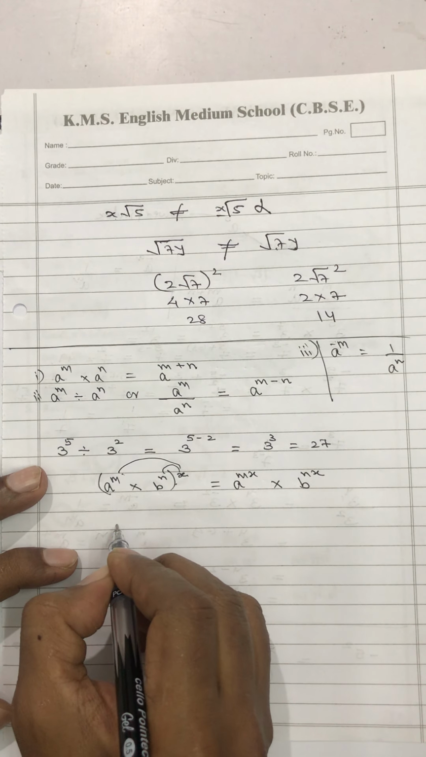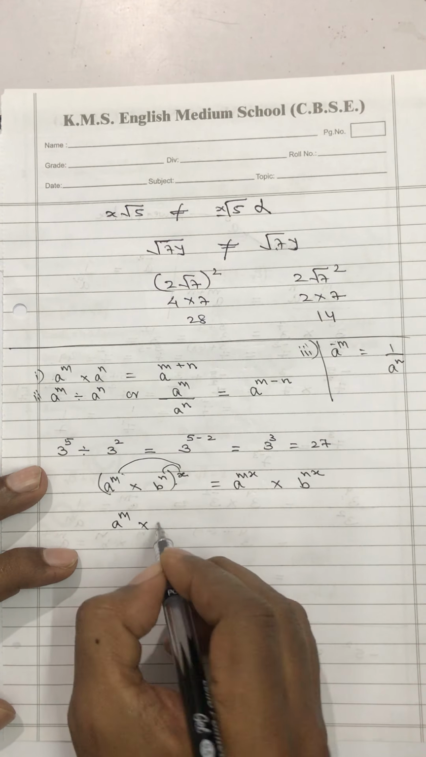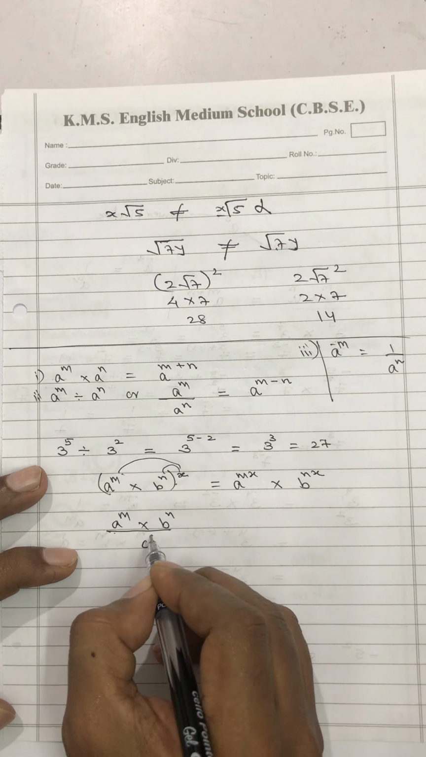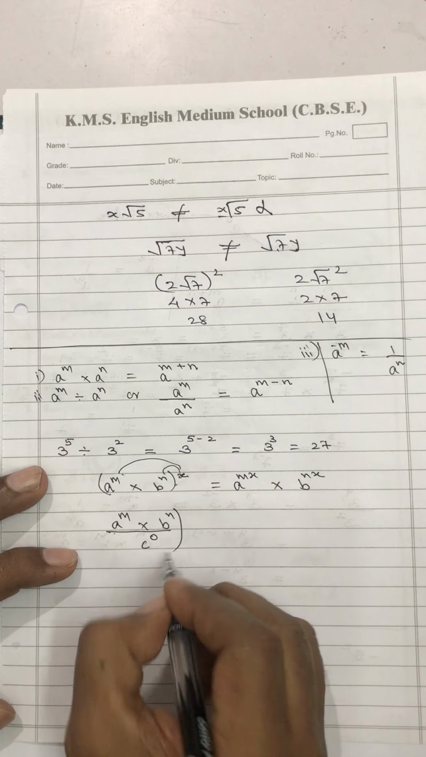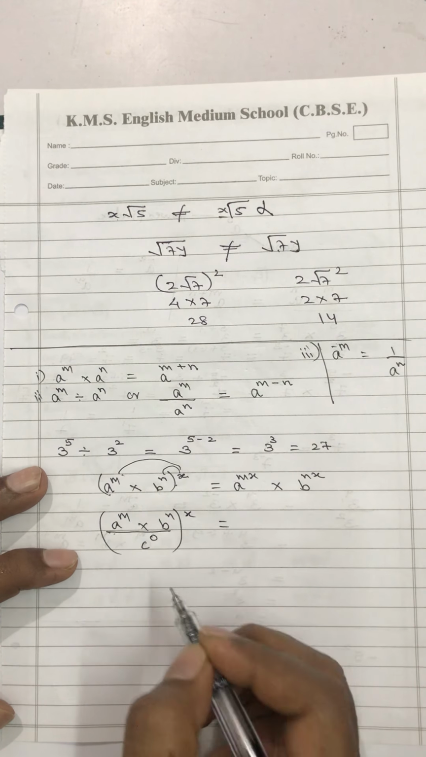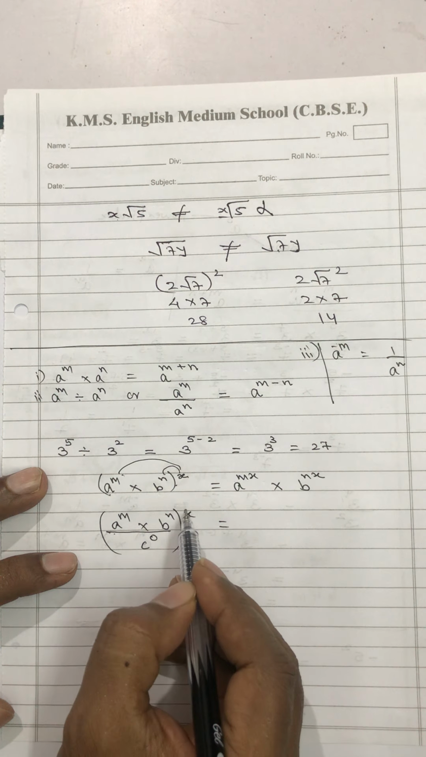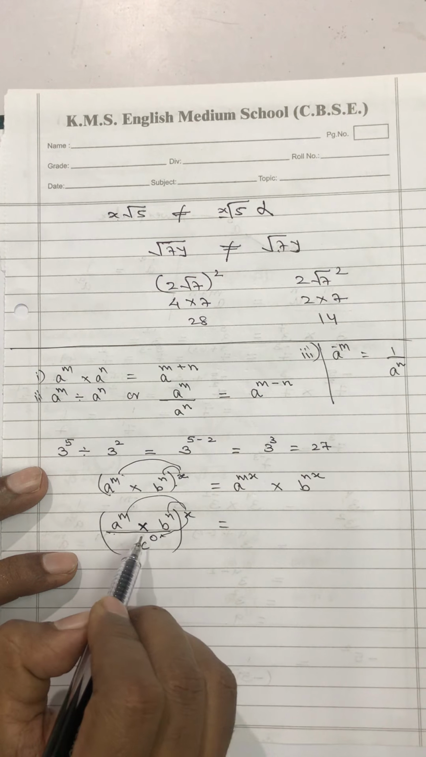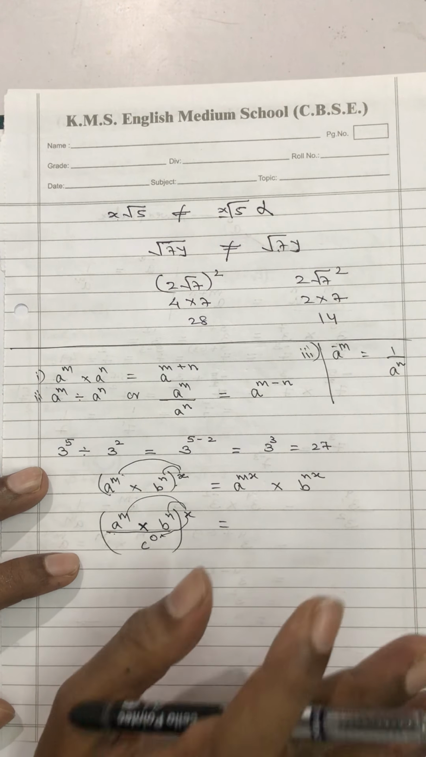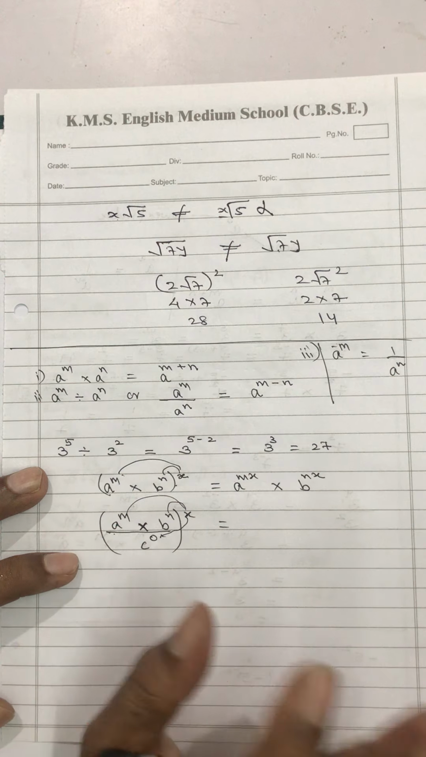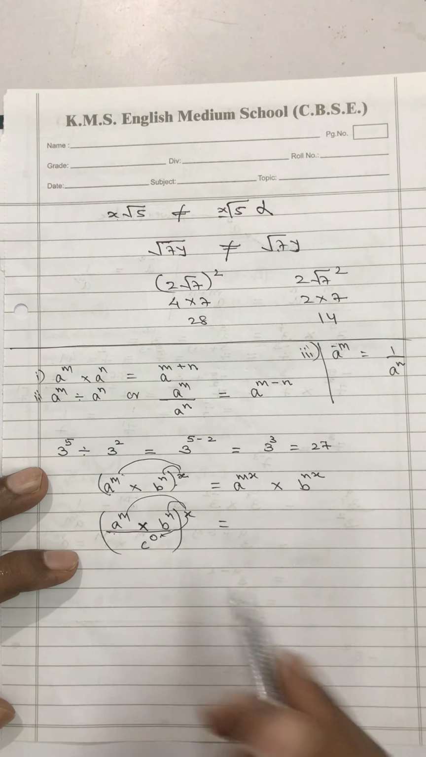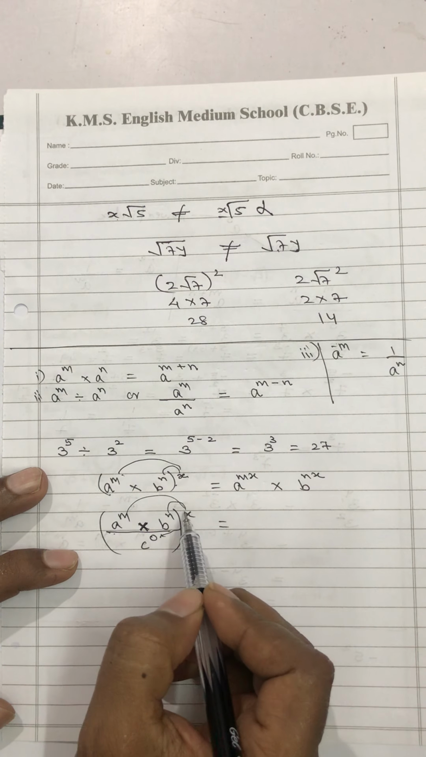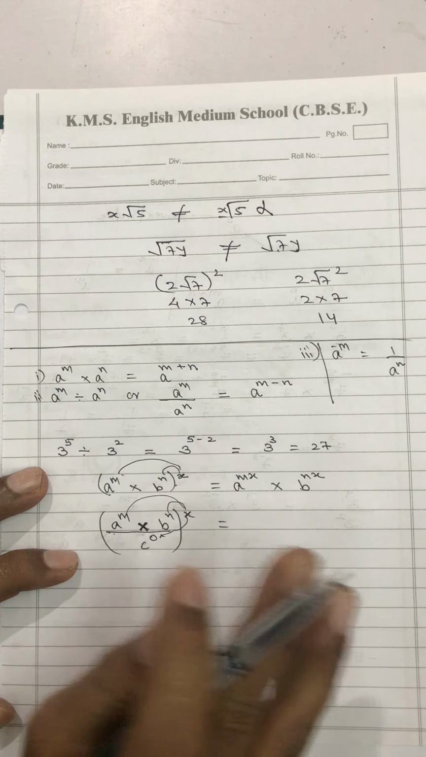Even if it is like this, a raised to the power of m into b raised to the power of n upon c raised to the power of o, whole raised to the power of x. It's very unusual. Now this outer power will multiply with each and every inner power, of course, but only if there is a multiplication sign over here. Remember this. This is applicable only for monomials. This is not applicable for binomials. Only if there is a multiplication or division sign, then the outer power will go on multiplying with each and every inner power.